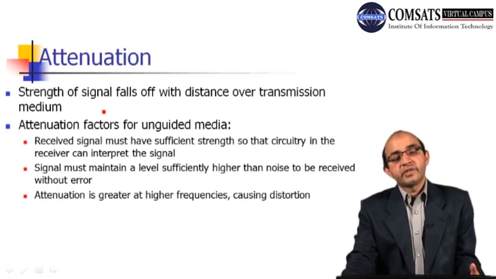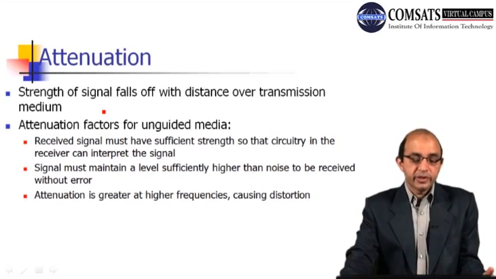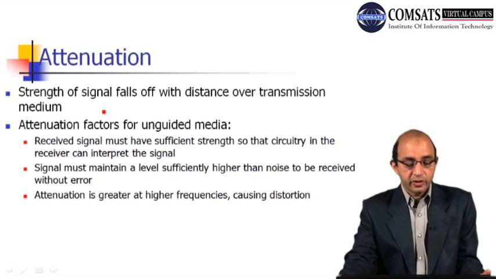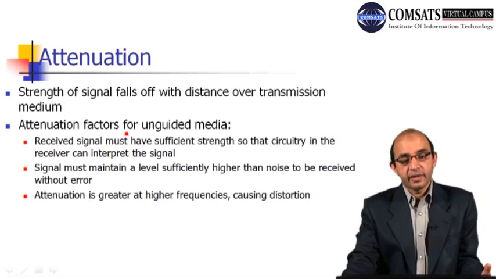As the signal, or the radiated electromagnetic energy, moves on and on, the signal becomes weaker and weaker. You can say the strength of the signal falls off with the distance over the transmission medium. As a result, we have attenuation. There are certain factors involved when we talk about attenuation. The received signal must have sufficient strength so that circuitry in the receiver can interpret the signal.